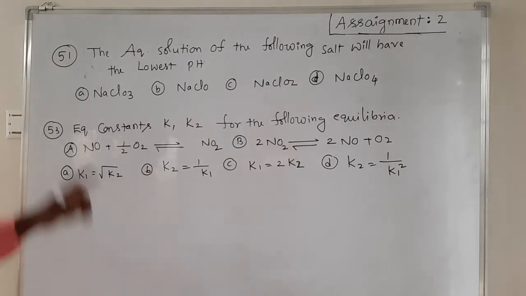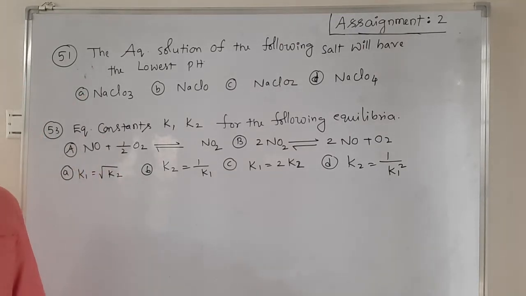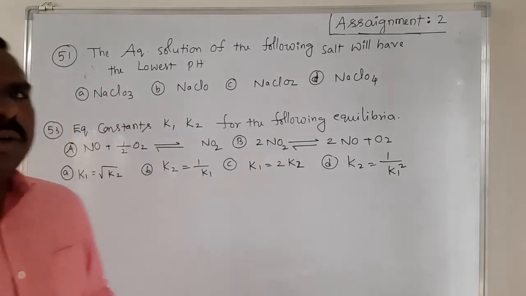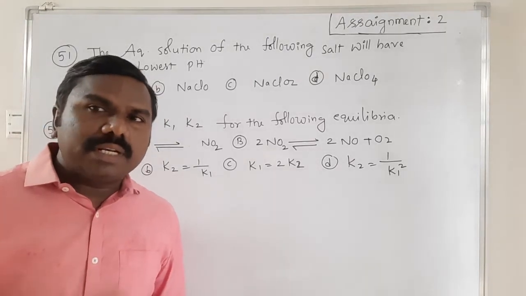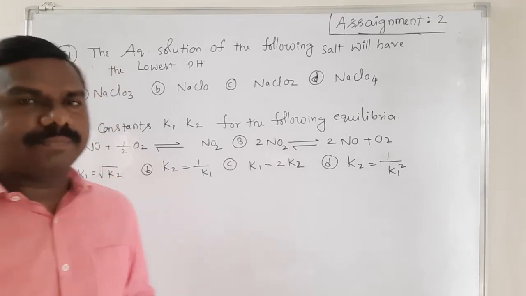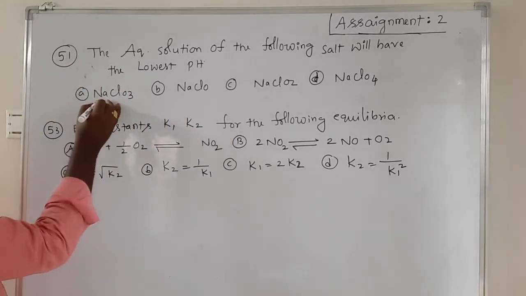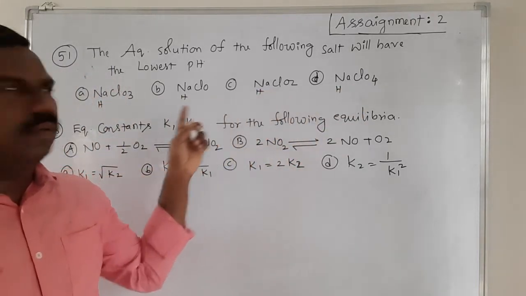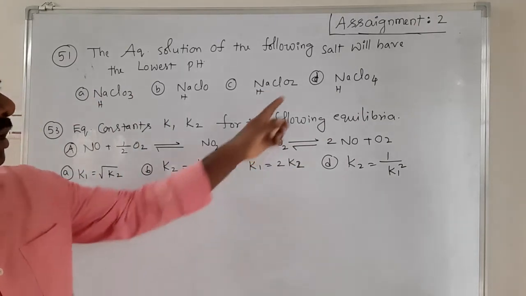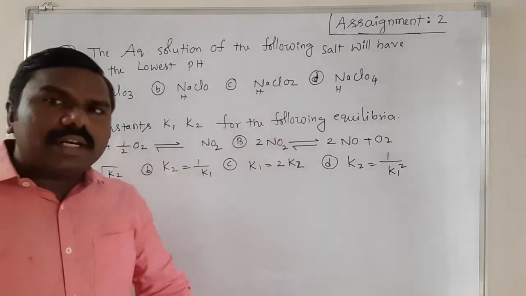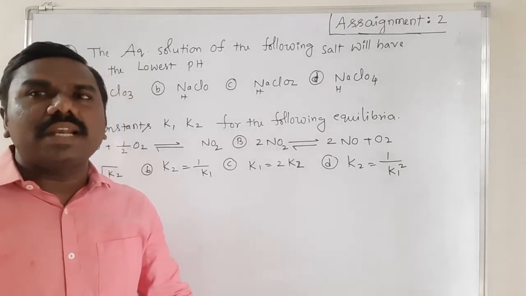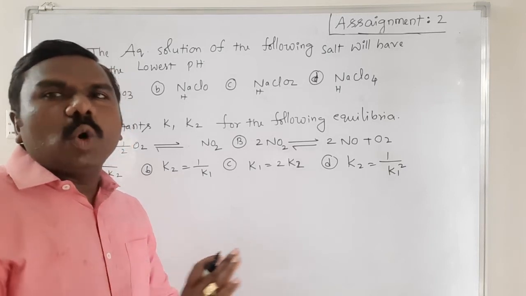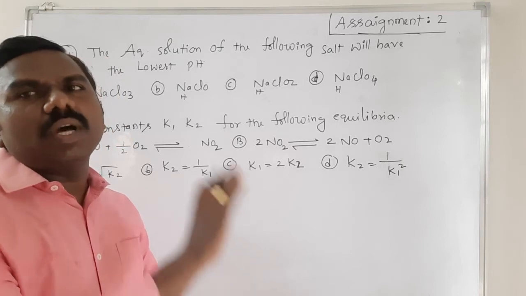Okay, next bit 51. The aqueous solution of the following salt will have the lowest pH. pH lower means below 7, and below 7 means acidic, more acidic. Observe students. In place of Na, if I put H, we get HClO4, HClO2, HClO, HClO3. So these are all acids. If the central atom has a higher oxidation state, then it will be more acidic. More acidic means pH is very low. It means 7 going to 5, 3, 2, 1 like that.